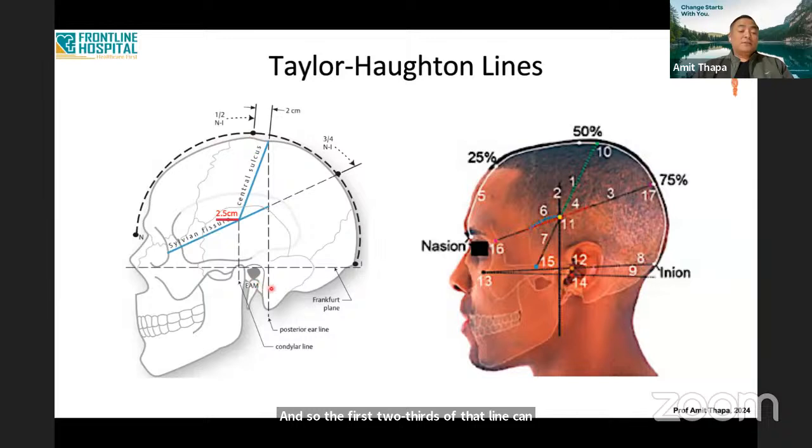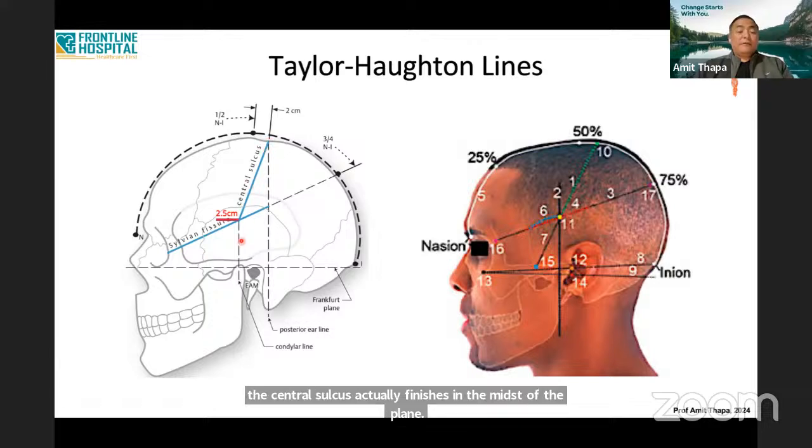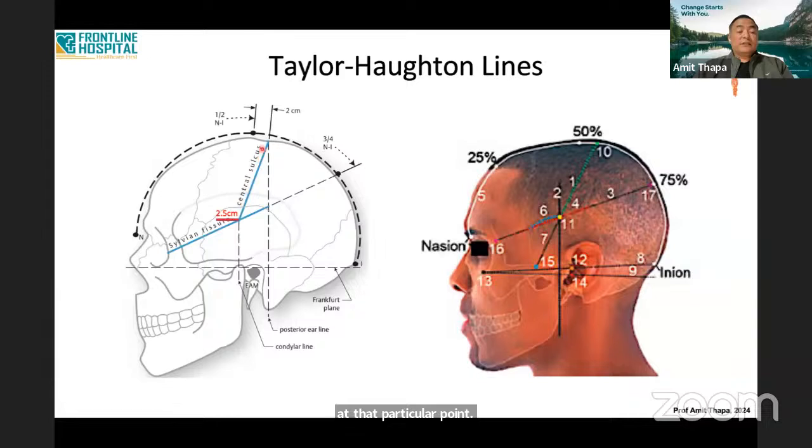Now, the other 2 lines which are important for us to understand is the posterior ear line, which comes from the mastoid tip and goes perpendicular to the Frankfurt plane and hits 2 centimeters behind the midpoint of the Taylor-Haughton line. Well, that actually makes the point of the superior Rolandic point, or SRP, or actually tells you that the central sulcus actually finishes in the mid-sagittal plane at that particular point. And where it hits the sylvian fissure, it is actually a localization for central sulcus.